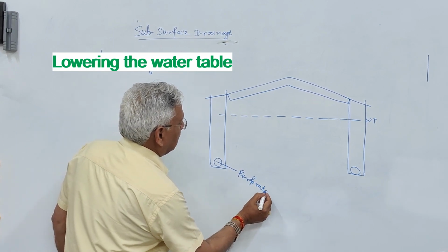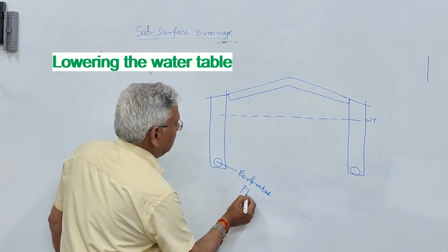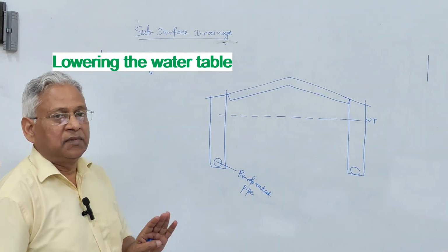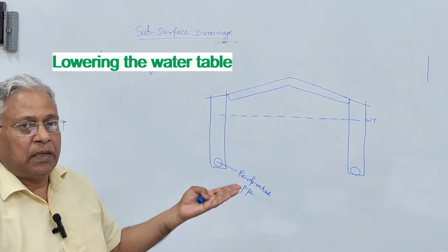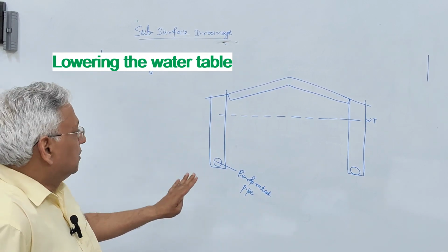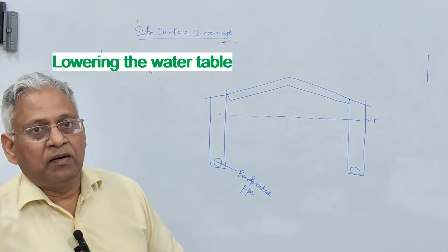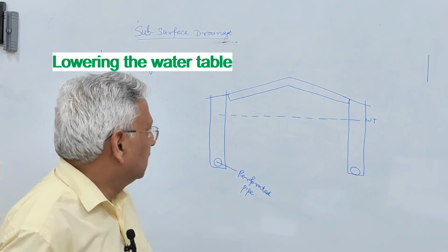It can be a vitrified clay pipe also. It can be a metal pipe also. Now plastic pipes are also available. But perforated pipe is preferred because of their longer life.